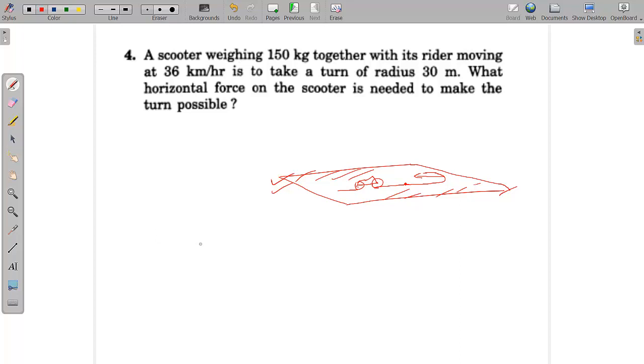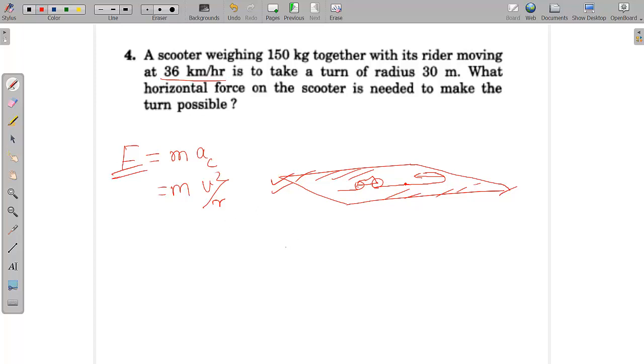So now, we know this is a uniform circular motion, because there is no change in speed. They have not told about any change in speed. So what we have to do is, the total force acting on the body equals mass into acceleration. This acceleration will be the centripetal acceleration. So mass into the acceleration is v square by the radius r. Fine. So what we have to find is the total horizontal force acting on the scooter. What horizontal force acting on the scooter is needed to make the turn possible?